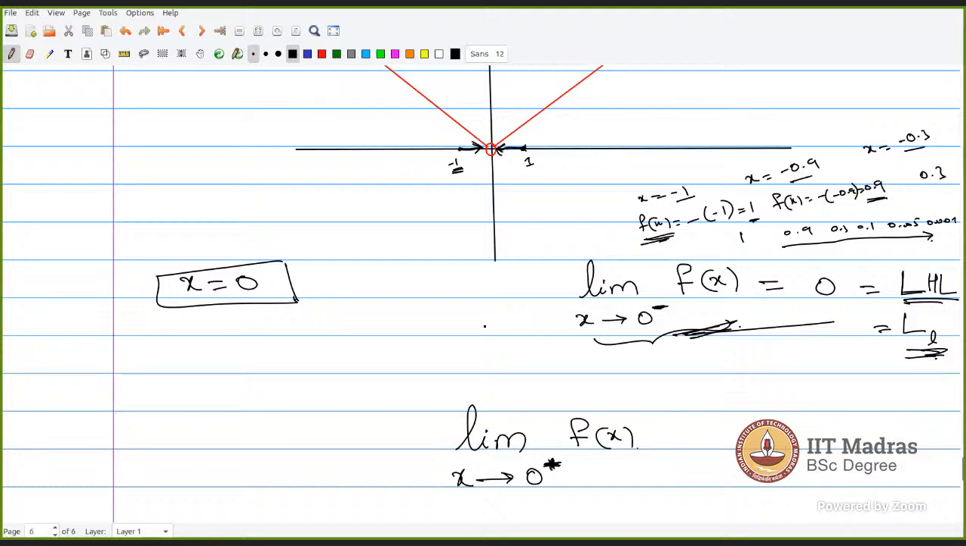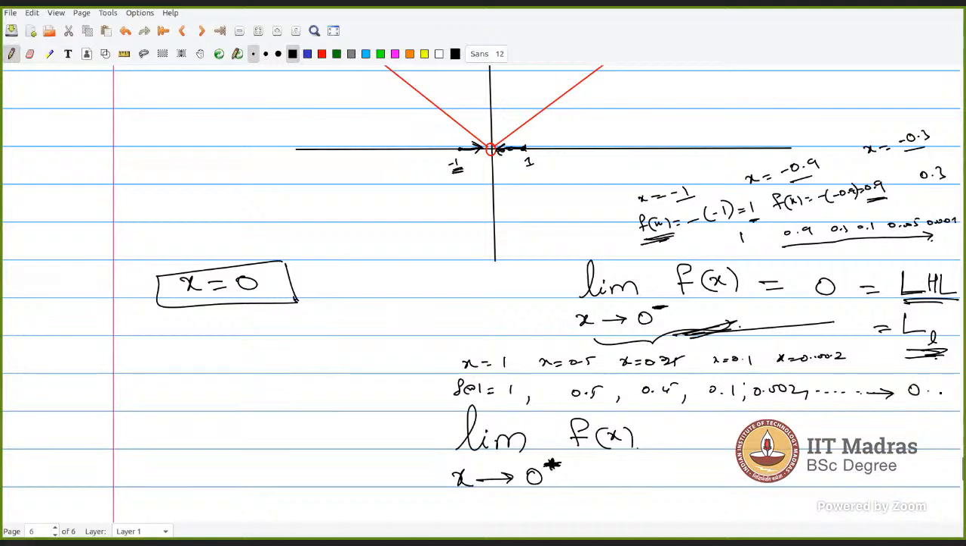So I started from 1 here. When x is 1, my f of x is 1. When x is 0.5, I should come closer and closer to 0. So when x is 0.5, 0.25, 0.1, 0.0002, like this, I will just look at the function values. So this is 1, this is 0.5, this is 0.25, this is 0.1, 0.002. It will keep on decreasing and come closer and closer to 0.